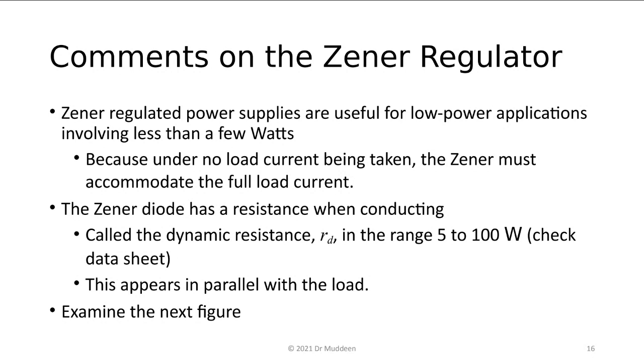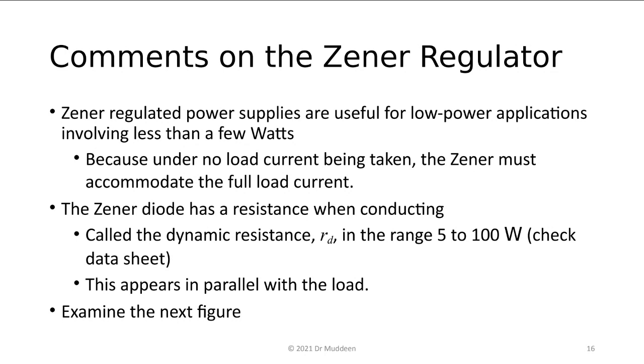Very nice. Okay, so comments on the Zener regulator. First, they're useful for low power applications involving less than a few watts. If it's a very small circuit, like those LED circuits used in solar powered garden lights, the regulator circuit providing the voltage for the LEDs may use a Zener regulator inside of it, just to keep the voltage constant so the light level doesn't fluctuate too much.